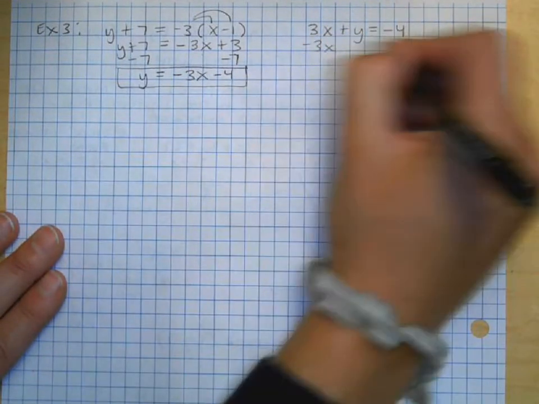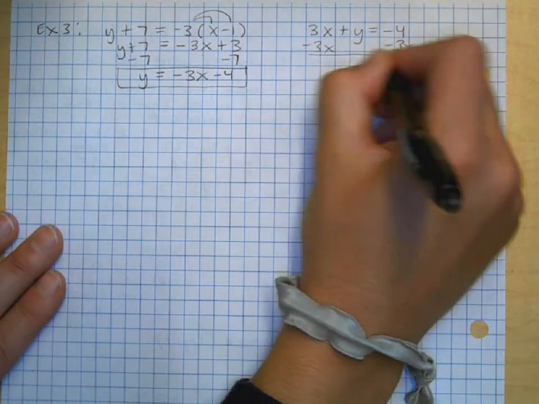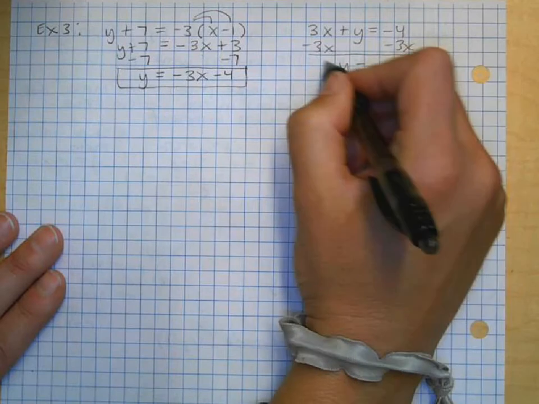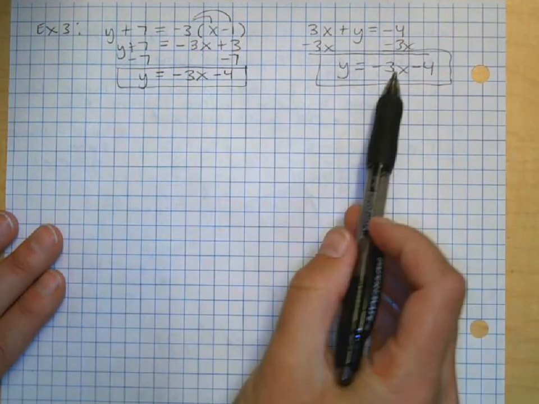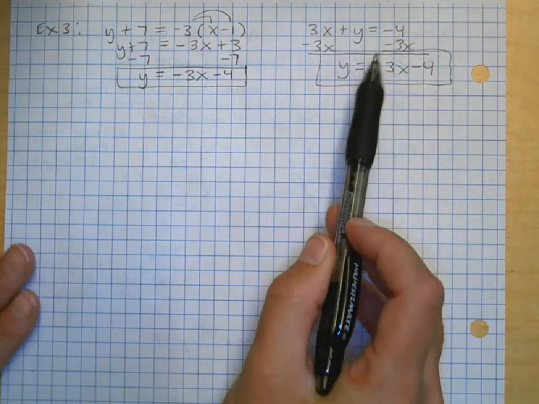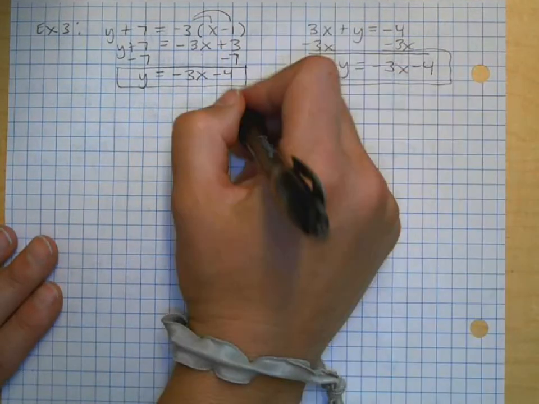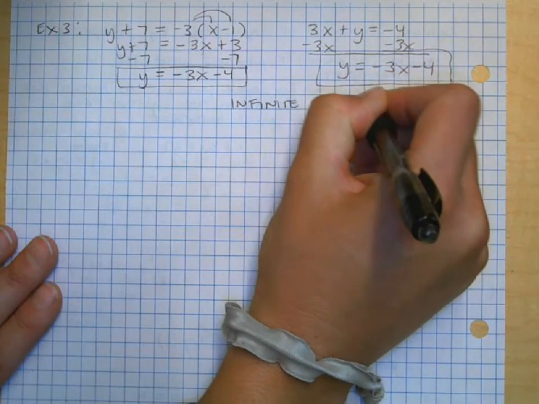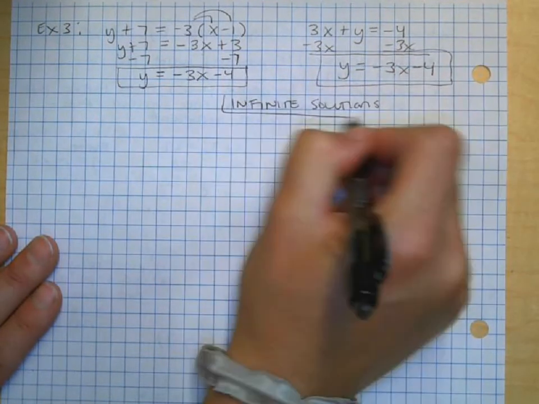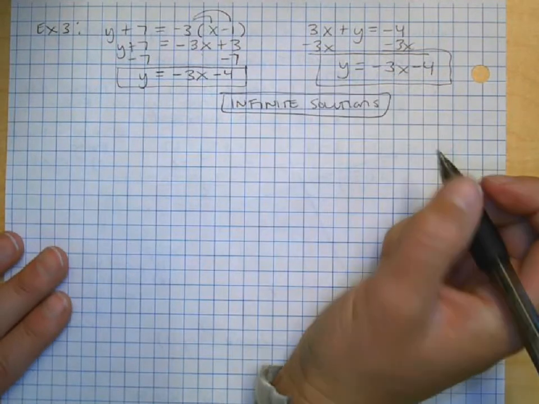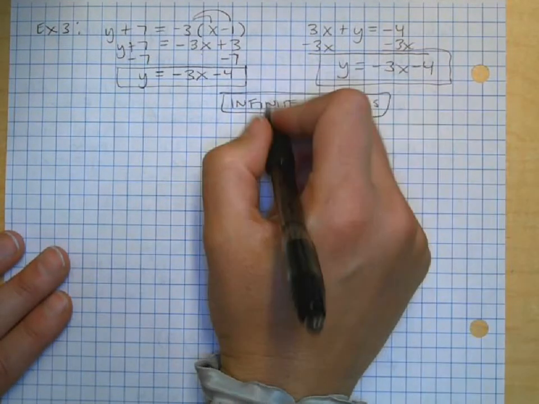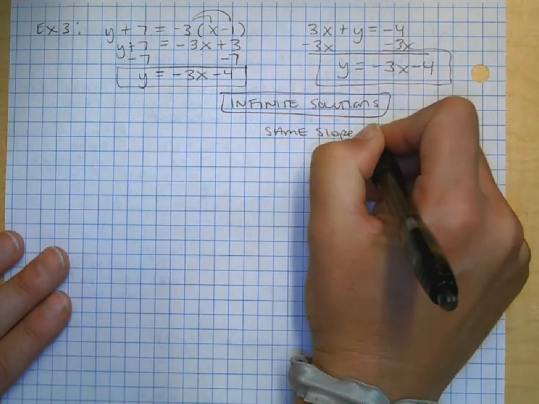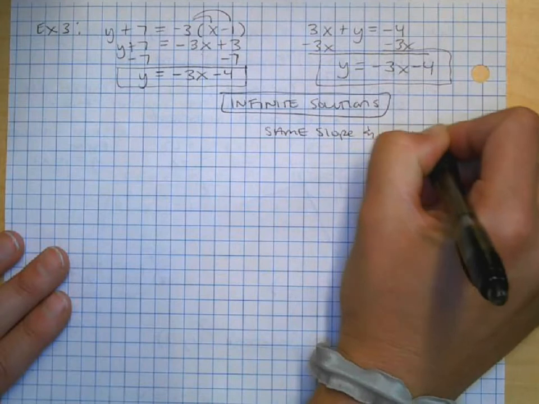And then for this one, I just need to subtract 3x from both sides, leaving my y by itself, getting me y equals negative 3x minus 4. Okay, oh, look, if you actually see this, we actually have the same line. So this automatically means that we are going to have infinite solutions. So that is going to be my answer, but I'm going to show you graphically what that means. But infinite solutions mean we have the same slope and y-intercept.